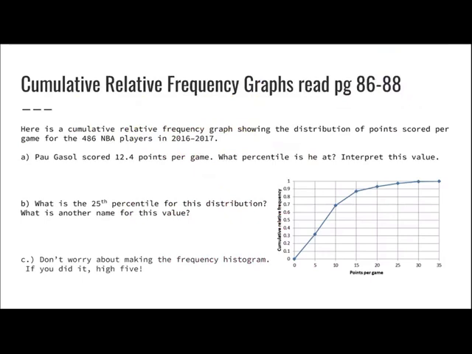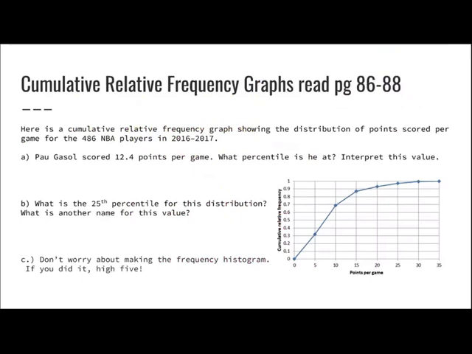Take a second and read pages 86 through 88. Here's a cumulative relative frequency graph showing the distribution of points scored per game for the 486 NBA players in 2016 to 2017. So Pau Gasol scored 12.4 points per game. What percentile is he at?